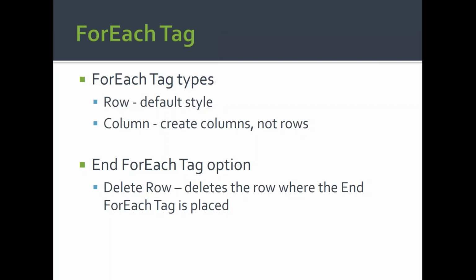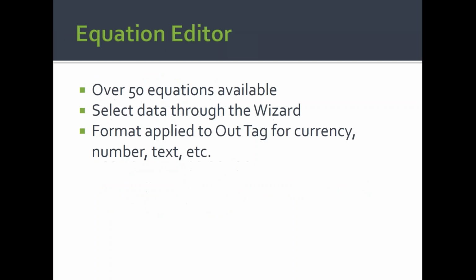Okay, we talked about row, column, and legacy. We talked about the delete row attribute, and this attribute deletes the row from where the end for each tag is placed. All right, we have over 50 equations or functions available for use. Let's take a look at some.